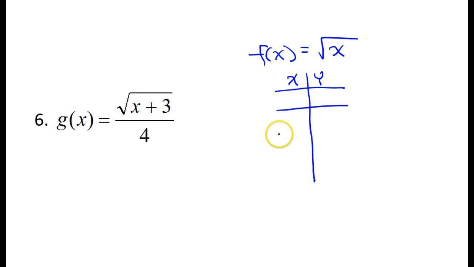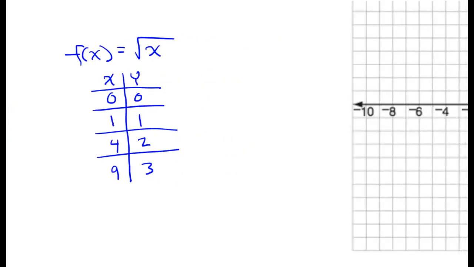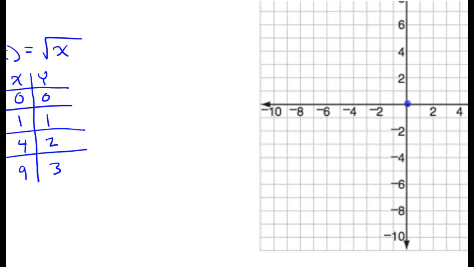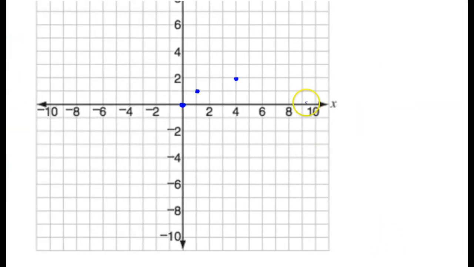And I'm just going to make the same table of values that I had before. You can't do negative numbers, so 0, 1, 4, 9. The square root of each of these is 0, 1, 2, and 3. Okay, so 0, 0, 1, 1, 4, 2, and 9, 3. Okay, so here is a graph of the parent function f of x.